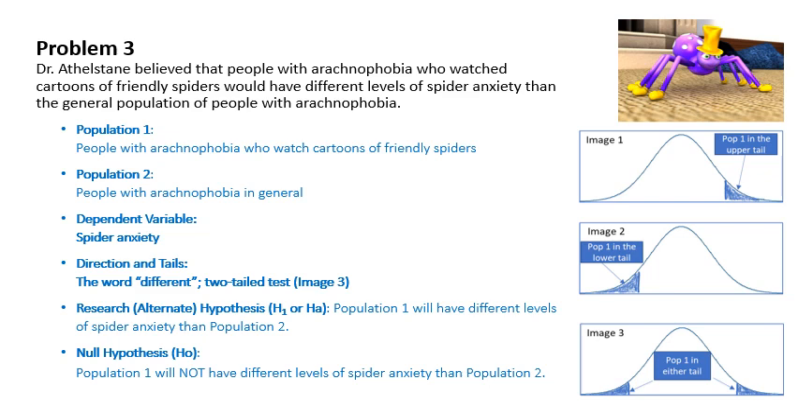The dependent variable is spider anxiety, and I know that this is a two-tailed test, or image 3, because of the word different. And you can see the research, the alternate hypothesis, H1 or HA, is that population 1 will have different levels of spider anxiety than population 2. And the null hypothesis is that population 1 will not have different levels of spider anxiety.